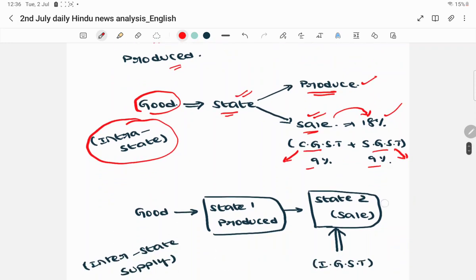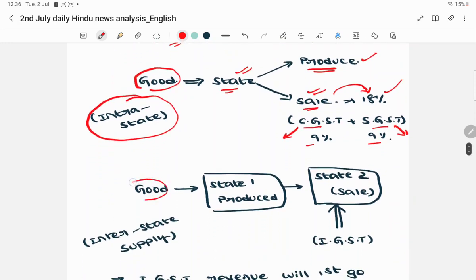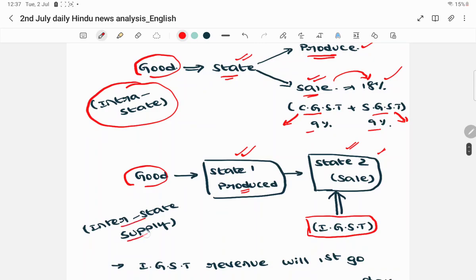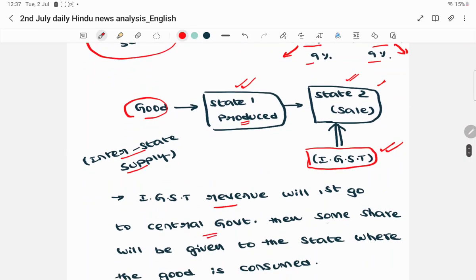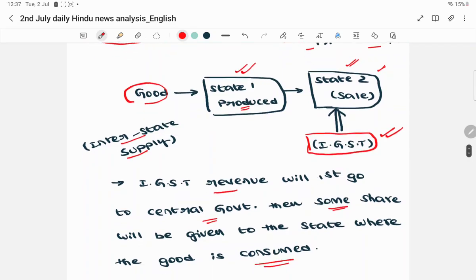Now there was one other case where there was a good. The production has happened in state 1, and in state number 2 the sale has happened. Then on this good, something called IGST will be imposed. This is interstate supply, and interstate supply will attract the IGST. IGST revenue will first go to the central government, and then some share out of it will be given to the state where the good is consumed. In this context, where the good is consumed is state 2. Correct, right? Because in state 1 it is produced, and in state 2 it is consumed or sold.